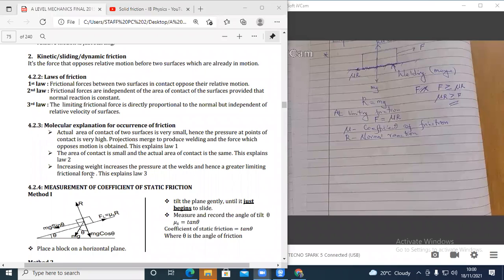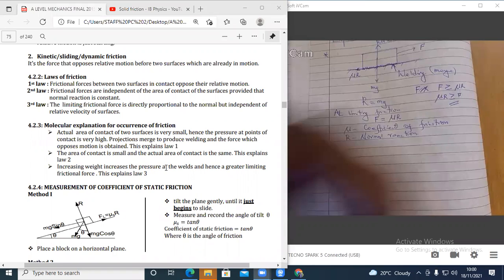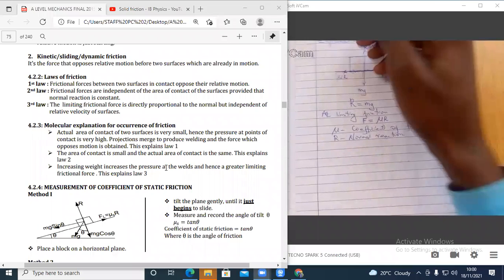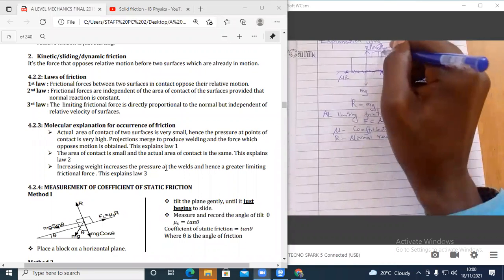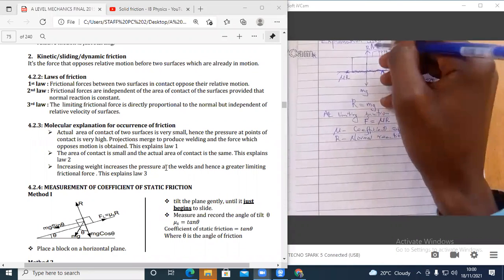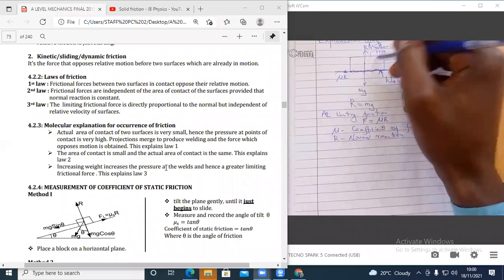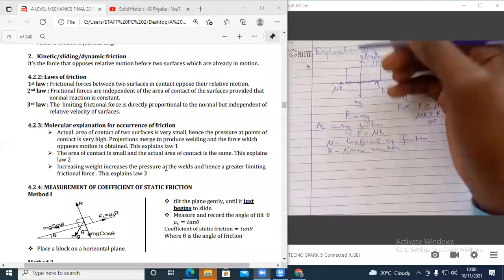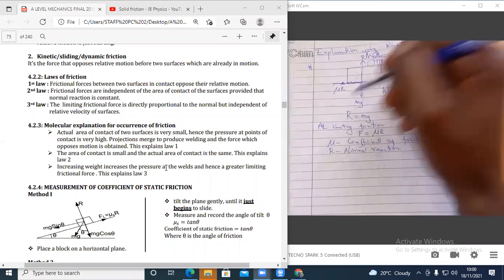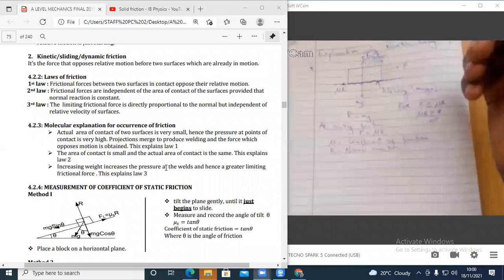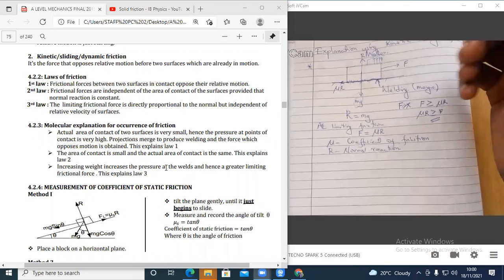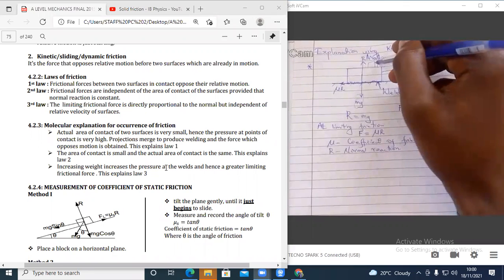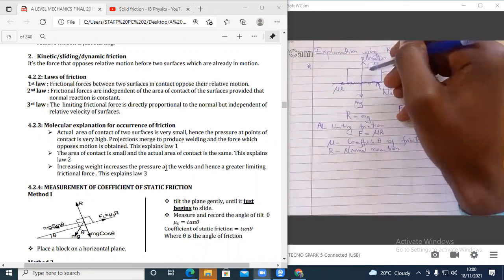Then the third one, increasing the weight. Increasing the weight increases the pressure at the wheels. When you pile up, get another block, and keep adding weight, you are increasing the normal reaction, because normal reaction depends on the mass or weight of the body. Are you together? So if you keep on increasing the weight, you're also increasing the normal reaction.